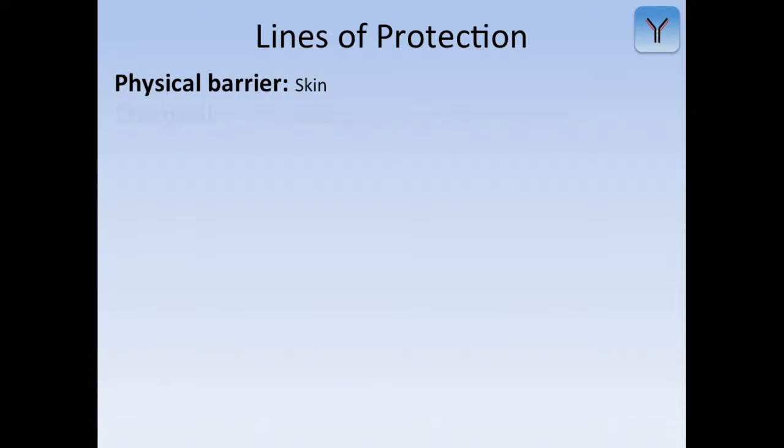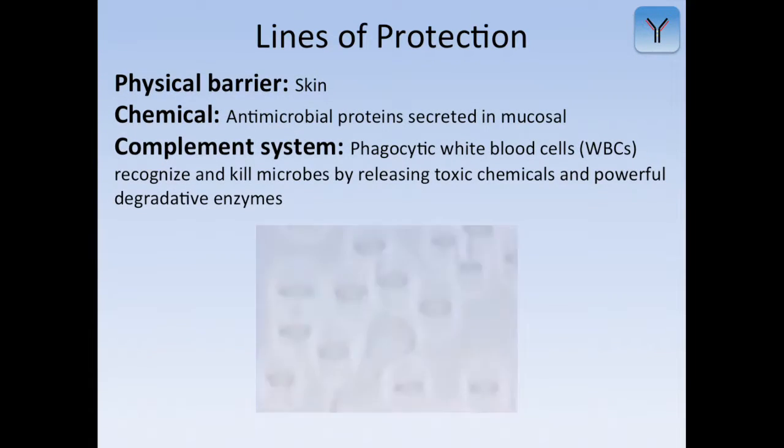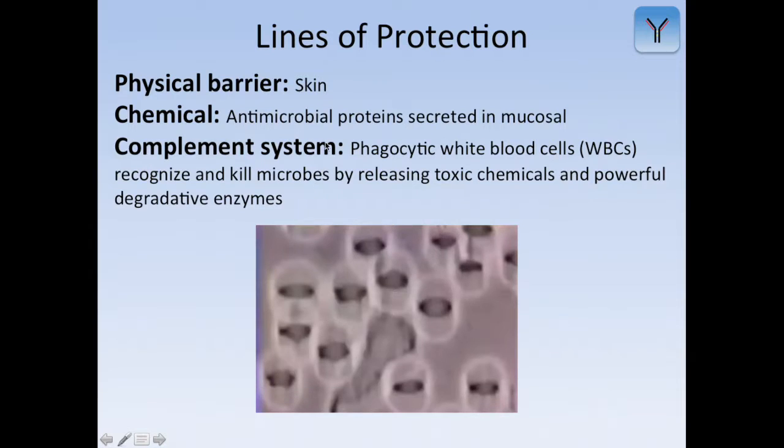There's different lines of protection. 3 in particular. The first is the physical barriers. So this is the skin. And the second is the chemical. So they got antimicrobial proteins that are secreted on mucosal linings. This is like our gut linings, also our nasal passages, and also our skin. And last one, and by far the most comprehensive one, is the complement system. We'll mostly be spending our time here, as this would be the immunobiology set of all of this.